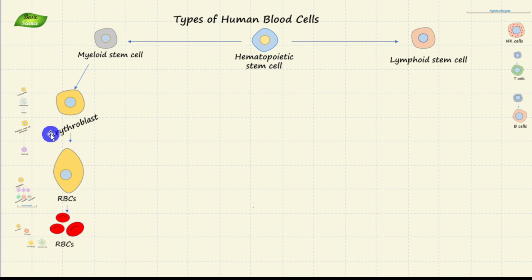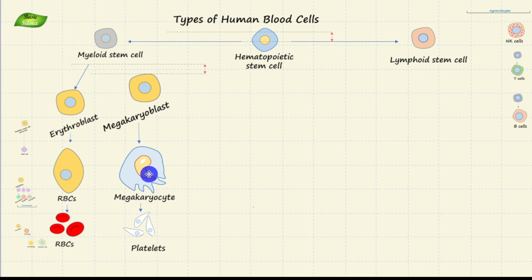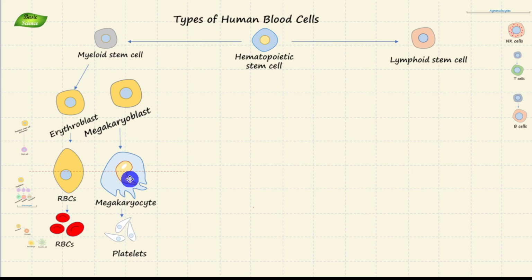The second one is megakaryocytes. As you can clearly see, the end product in this case will be platelets. I'll use the arrow to show that it's coming from the myeloid stem cells, and then further megakaryoblast, then megakaryocytes, and then platelets. As you can see, you have a nucleus right over here, and after that the cytoplasm is going to differentiate into smaller platelets.